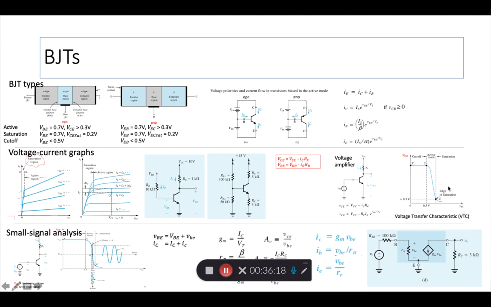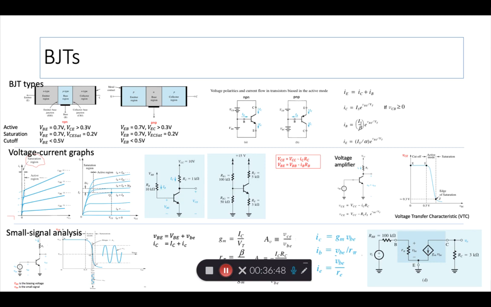So this VTC is important. These graphs are important to understand the operation of the transistor, and also the Q point, the biasing point, right? So pay some attention to all these. Let me also look at these two circuits. These have to do with understanding how to specify a certain DC operating point or DC bias point, right?